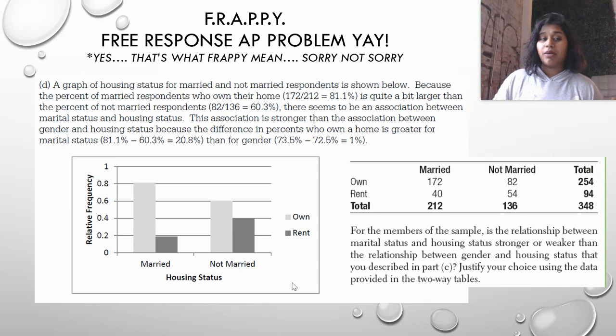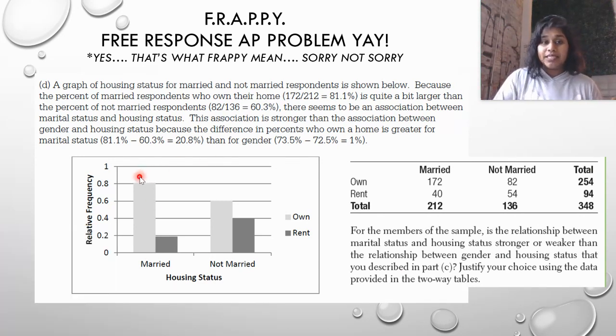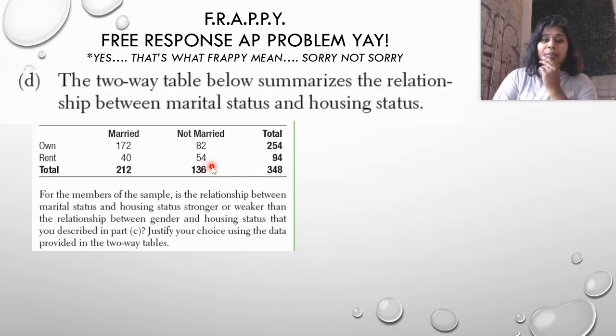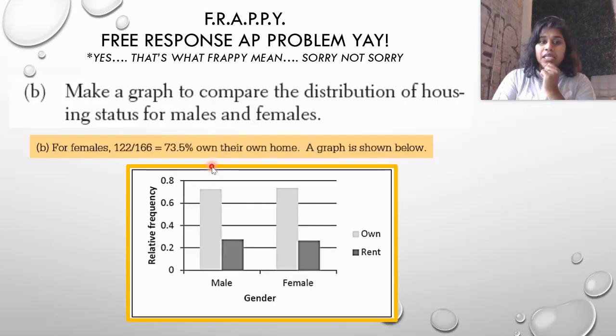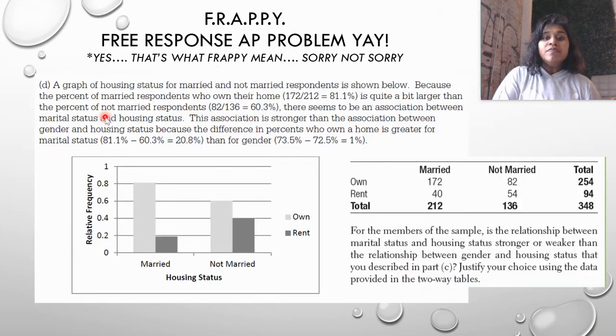So I'm going to put my laser pointer on. We did a comparison with subtraction, with differences. We took this value right here, married and owned, and not married and owned, and we subtracted them and found a difference of 20.8%. And then when we went back to question C, where are the numbers? They're somewhere. Here they are. We're back to question C. We took the female owned 73.5 minus the male owned 72.5 and only got that 1%. And so this is where they're comparing, that there must be a stronger association. Ta-da! That's all I've got.